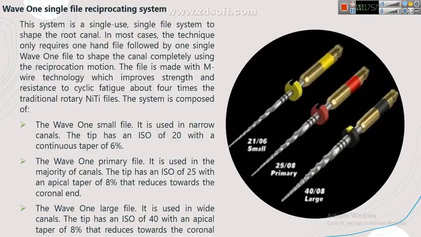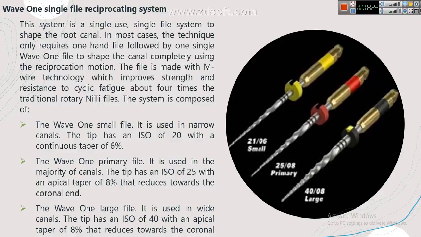When we talk about the primary, the color code is red, with a length of 25 and a taper of 0.08. The black one, the large one, means the length would be 40 and the taper would be 0.08.